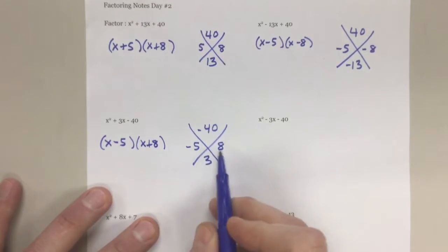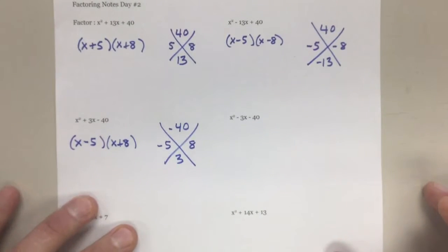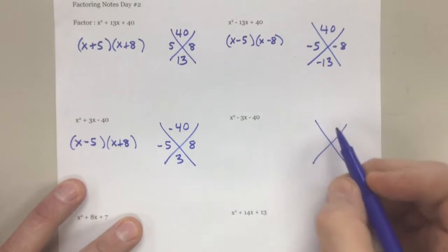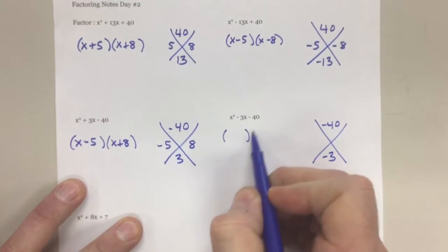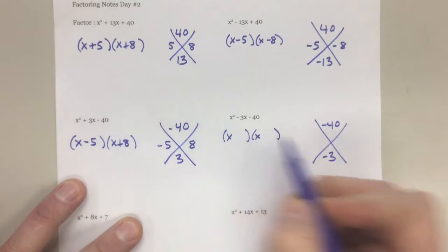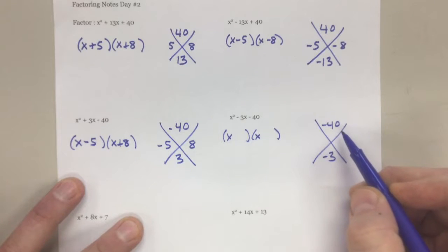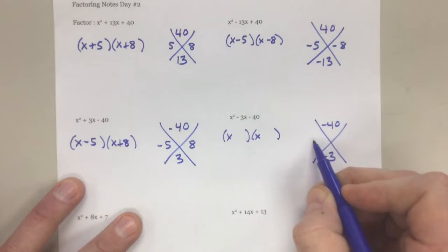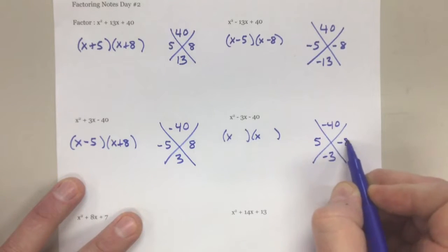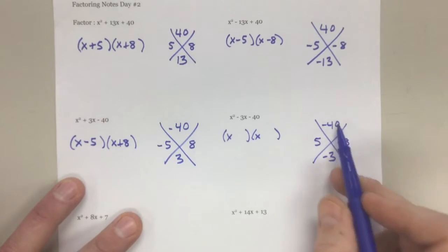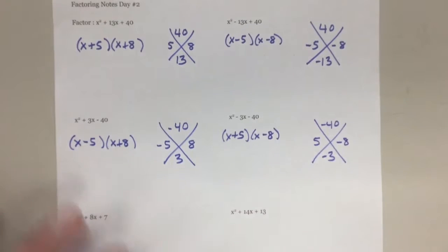And if you have trouble thinking of what the factors are, remember you can use that factor chart. It comes in handy. And this one, negative 40 on top, negative 3 on the bottom. So two numbers that add to be negative 3 but multiply to be negative 40. That means one of the numbers must be negative. I want them to end up adding to negative 3, so maybe 5 and negative 8. When I add them together, I get negative 3. When I multiply them, I get negative 40. So it's x plus 5, x minus 8.